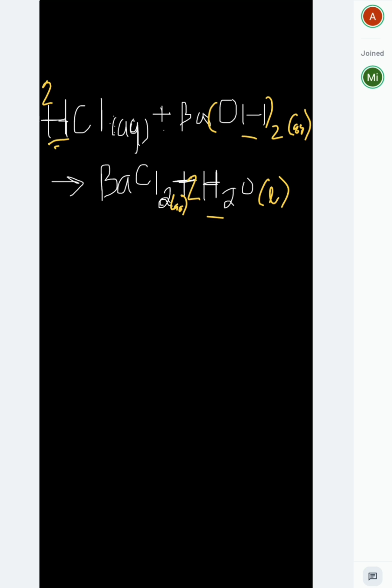Then you write the full ionic equation. You split everything except the liquid and solid. So we have water there as liquid. Yeah, that one is the balanced molecular equation. Then you need to write the full ionic equation. Full ionic is you split all of the ions.